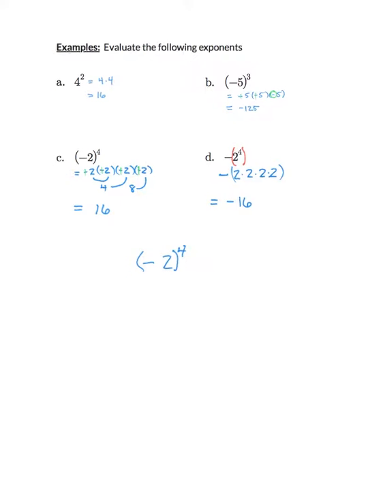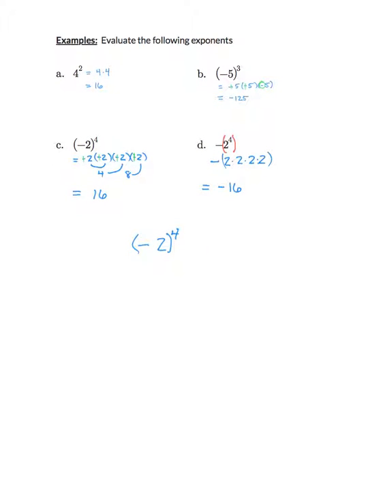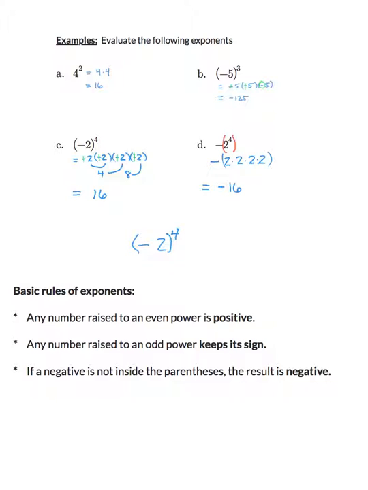So let's recap our rules here. The first rule is that any number raised to an even power is positive. If it's positive, it's going to be positive. If it's negative, you have an even number of negatives, which means that they will all cancel out. The second rule is that any number raised to an odd power keeps its sign. If it starts positive, it will stay positive. If it starts negative, then it will stay negative. You have an odd number of negatives, so you will always have one negative left over.